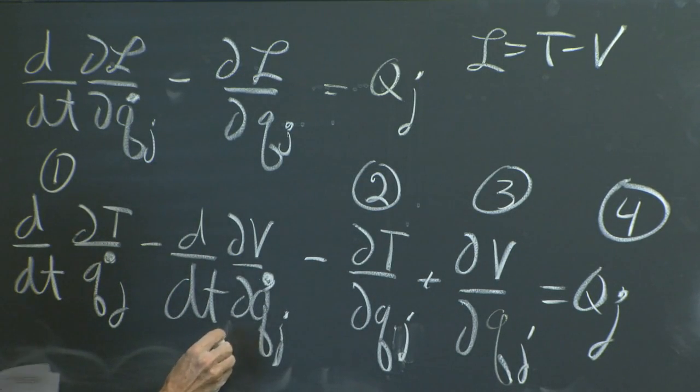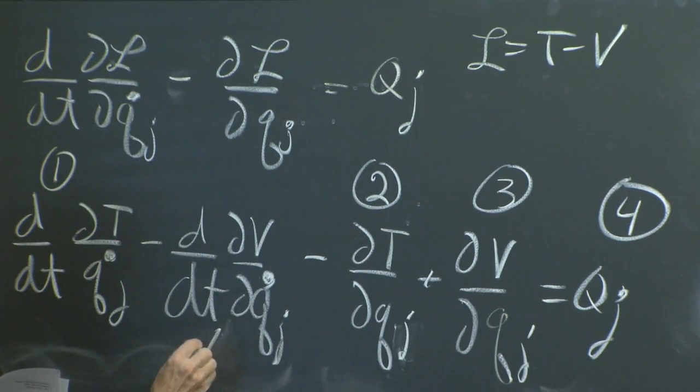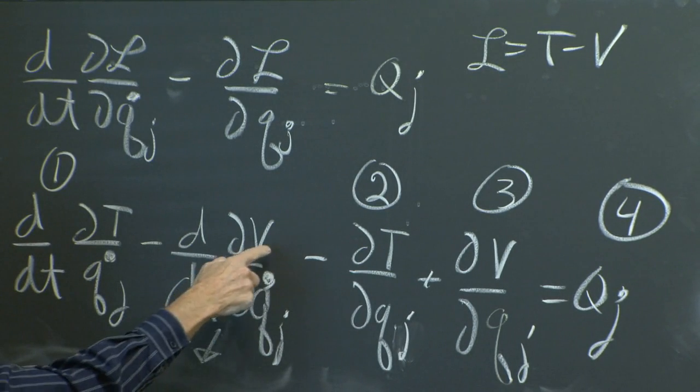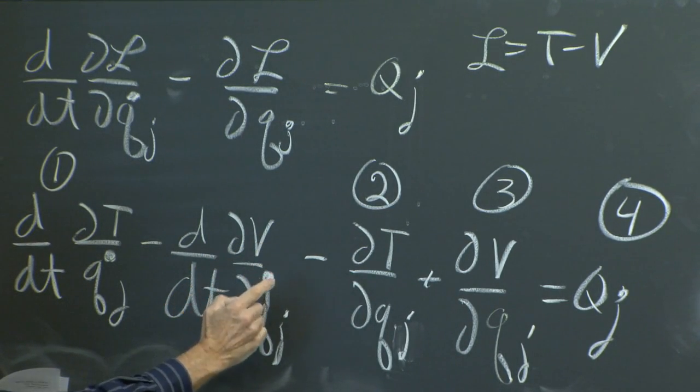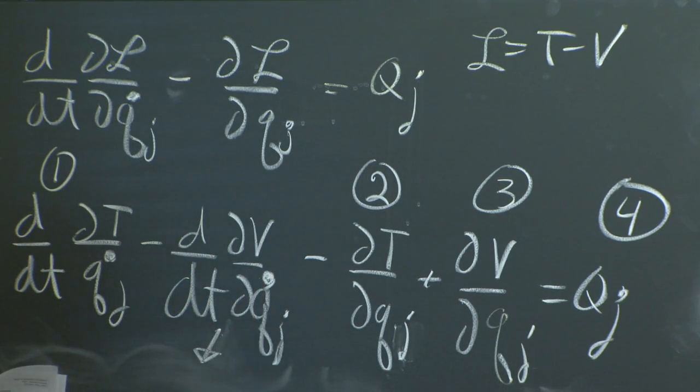And for this term, what can you say about it generally for mechanical systems? That's the derivative of V with respect to the q dots, the velocities. Zero. Well, why?